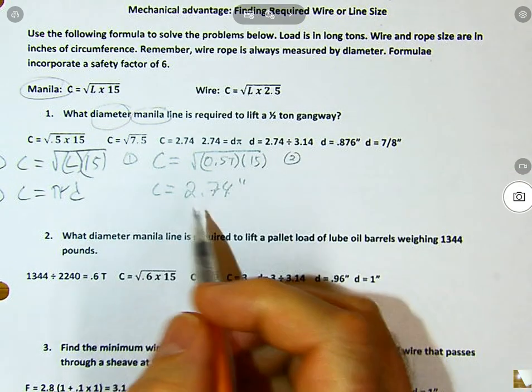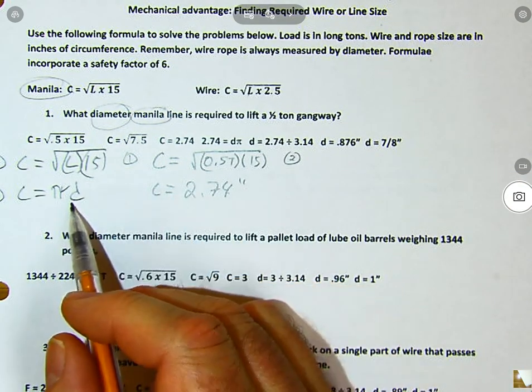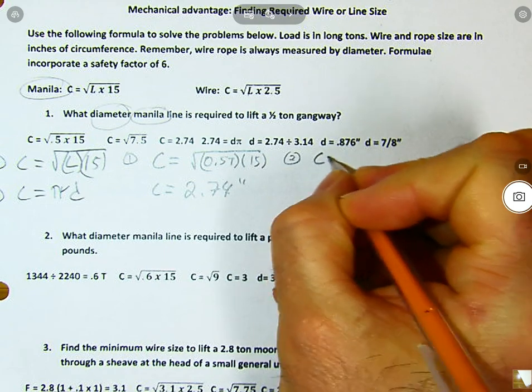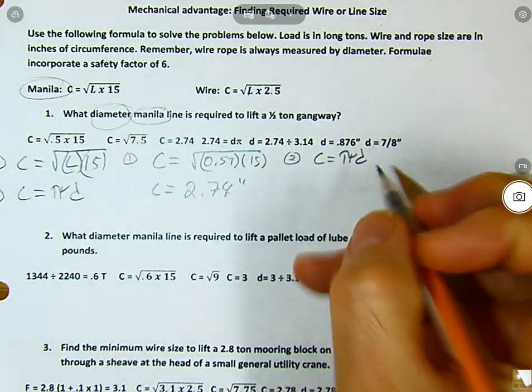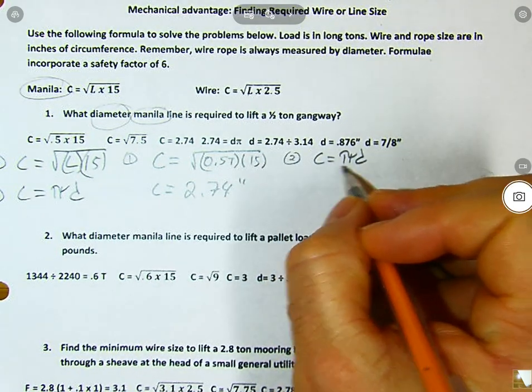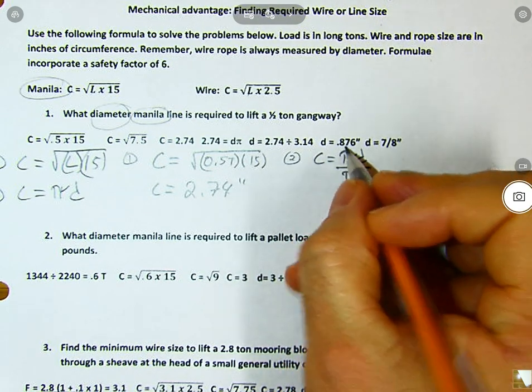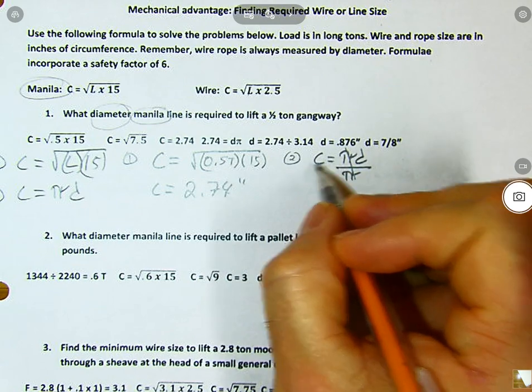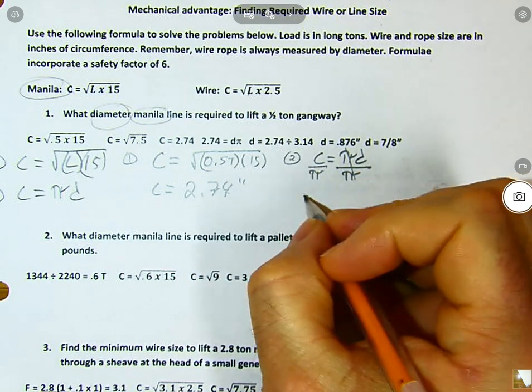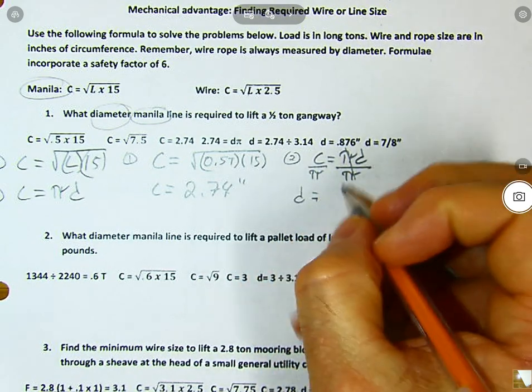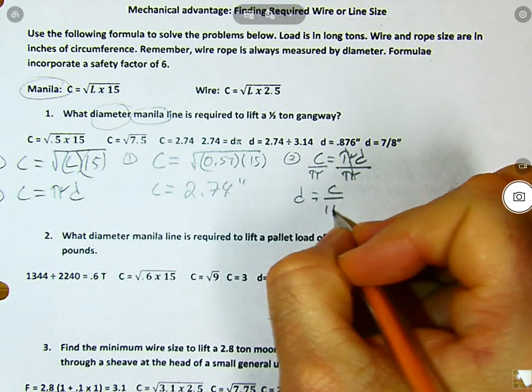Now step two is we have to take the circumference and convert it to diameter. Circumference is pi times d. If we want to solve for d, we have to get rid of the pi, so we move it to the other side. I'm going to divide this side by pi, and the pi's cancel out, but there's an equal sign there, so I have to divide this side by pi. And now d is C over pi.